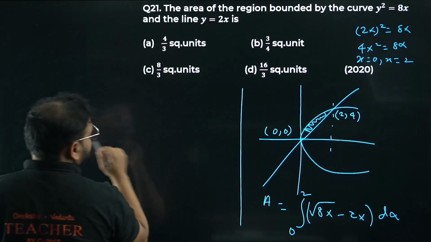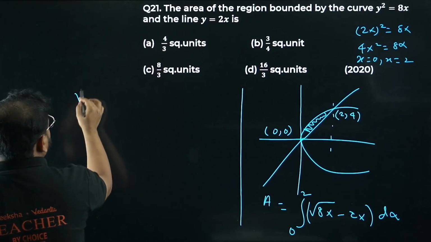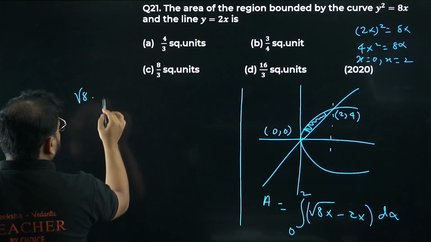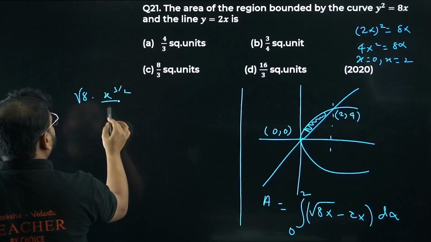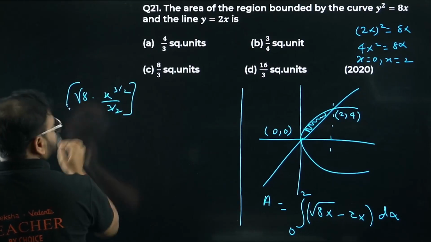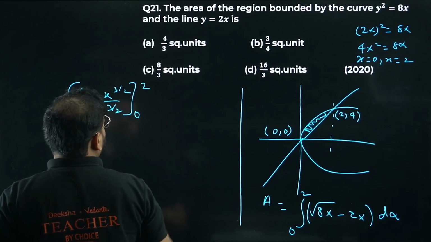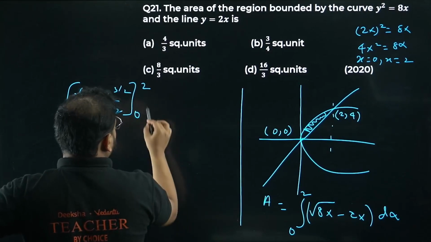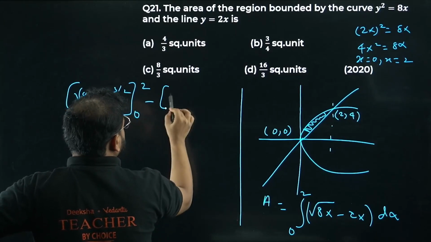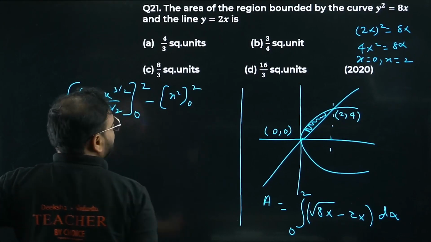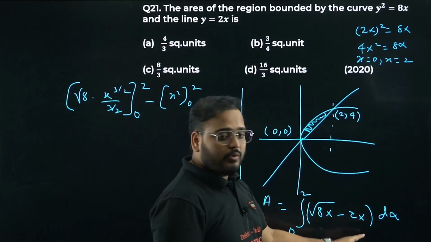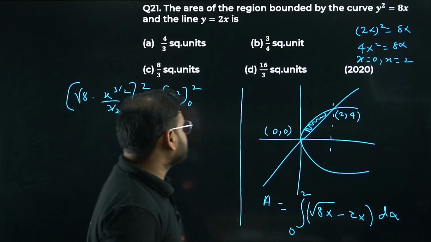So have a look at what I'm getting. I can separate this. I'll get root 8 as a constant. I get root x integration as x power 3 by 2 upon 3 by 2, from 0 to 2. And I have this as minus, please check, simply x square from 0 to 2. Correct? Because x square by 2 will be there and 2 and 2 will be cancelled. So I have only x square left.